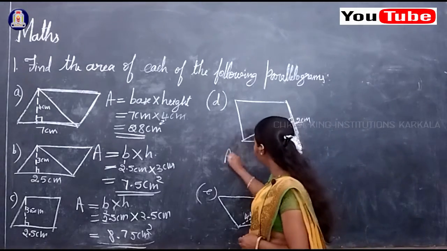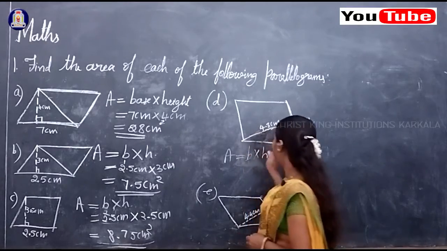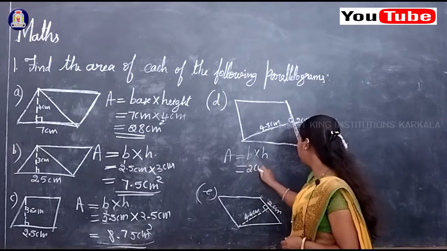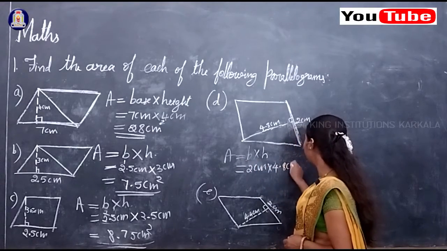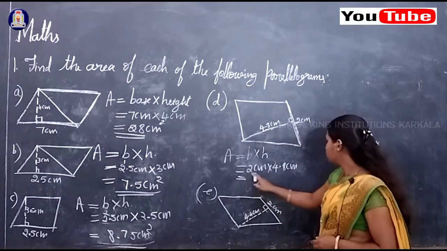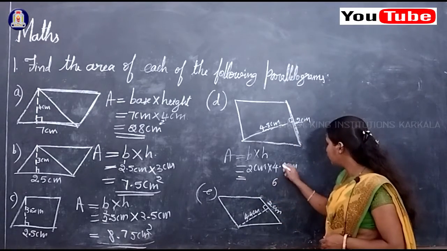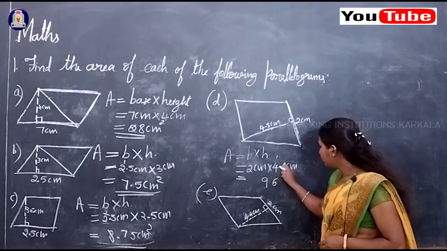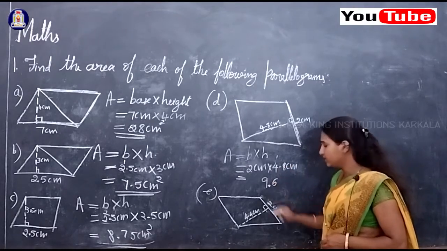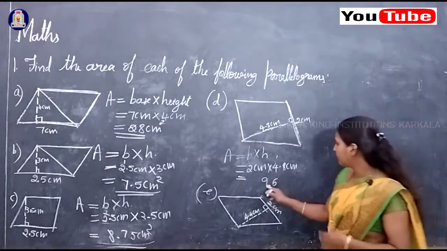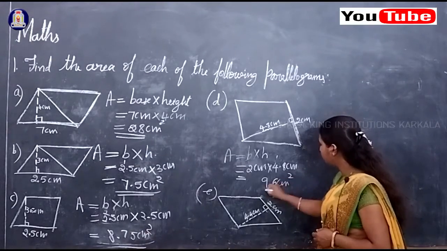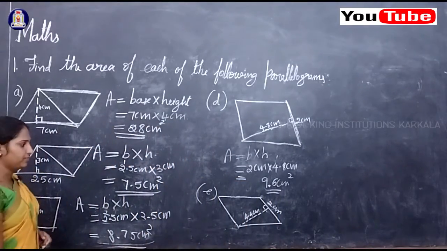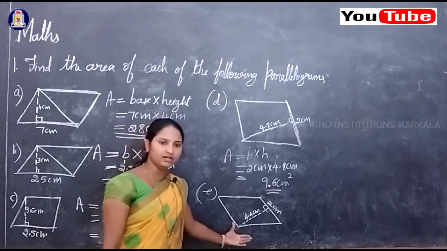How to find? A is equal to B into H. Base is 2 centimeter and height is 4.8 centimeter. If I multiply this, 2 8s are 16, 1 remaining, 2 4s are 8, 8 plus 1, 9. After the decimal point 1 digit, so you leave 1 digit and put the decimal point. So the answer is 9.6 centimeter into centimeter, that is centimeter square. So 9.6 centimeter square.